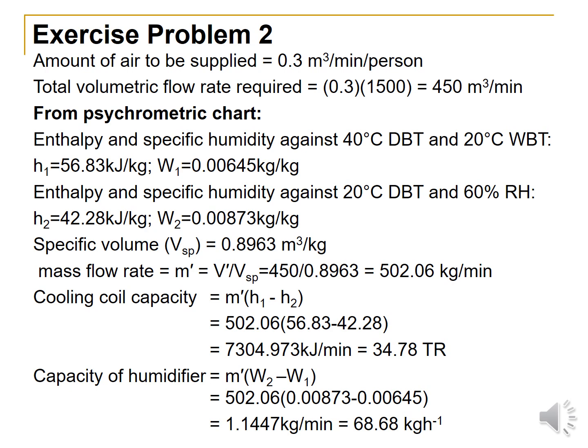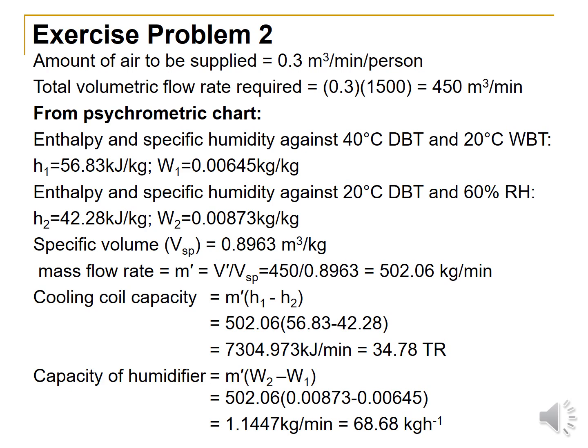So the mass flow rate will be calculated by dividing the volumetric flow rate by the specific volume. It is equal to 450 divided by 0.8963, which is equal to 502.06 kg per minute. For the capacity of cooling coil, the formula is m prime into H1 minus H2. Putting the values here, the capacity of cooling coil comes to be 34.78 tons of refrigeration.